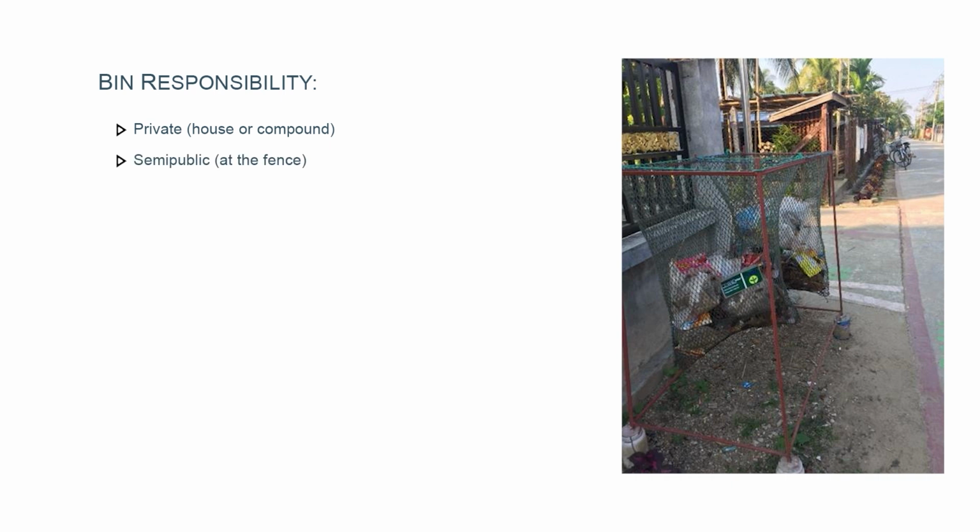There is another kind of bin which we call semi-public, and that is a bin which is at the fence of a compound. So it is still partly maintained and owned by the house owner, but since it is at the fence, it can be used by the people who are just passing by. And then there are real public bins. These are bins which are on the road or in public places. These bins are under the full control and responsibility of a waste collection organization.